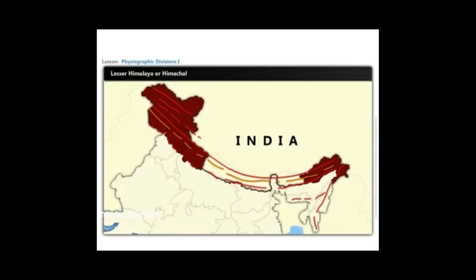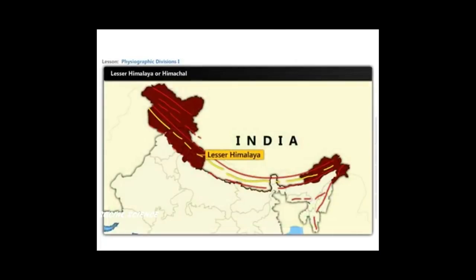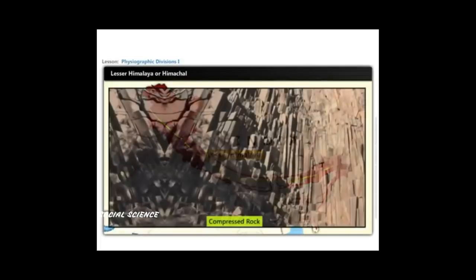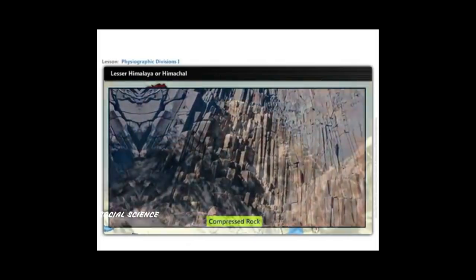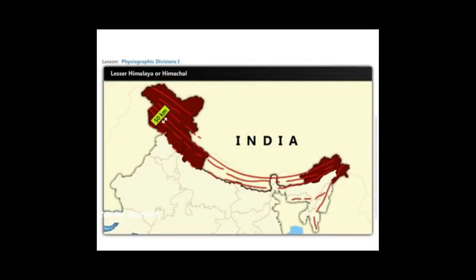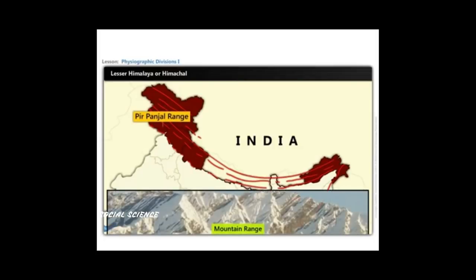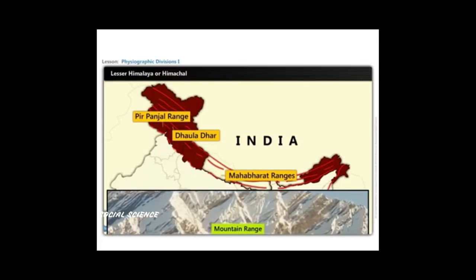The range lying to the south of the Himadri forms the most rugged mountain system and is known as Himachal or Lesser Himalaya. The ranges are mainly composed of highly compressed and altered rocks. The altitude varies between 3,700 and 4,500 meters, and the average width is of 50 kilometers. The Pir Panjal Range, the Dauladhar and the Mahabharat ranges are some of the important mountain ranges here.